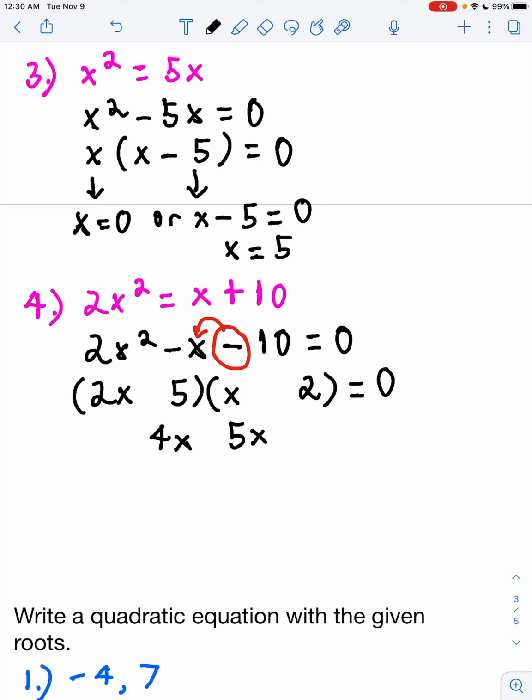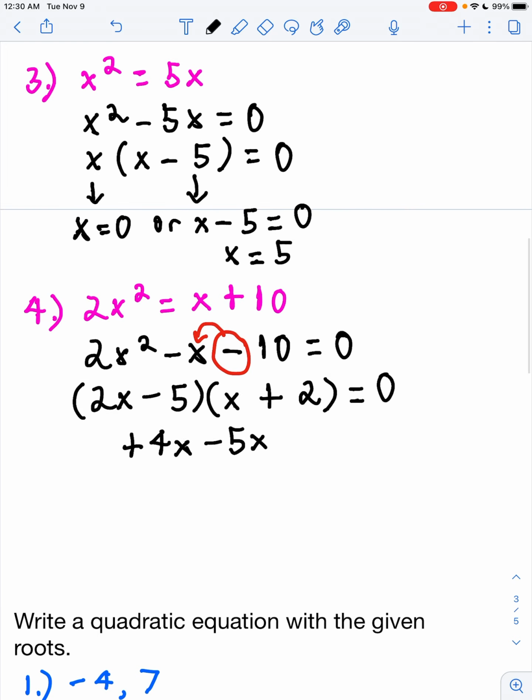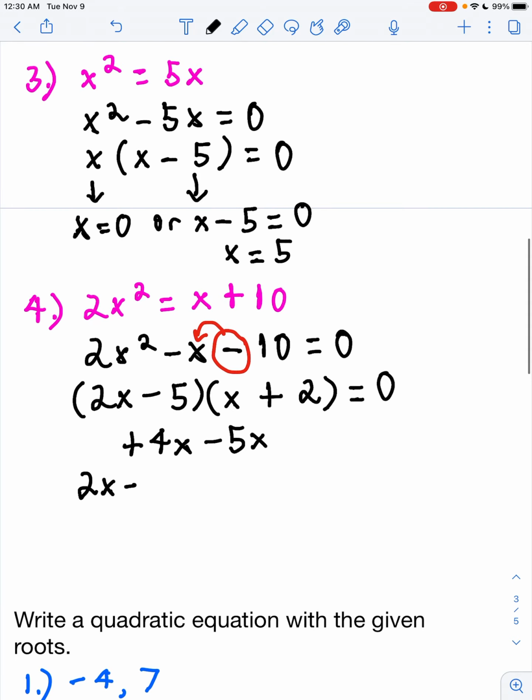I know I want the difference, which means one sign has to be positive and one is negative to have negative 10. I want the larger product, which is 5x, to be negative and the 4x to be positive so that they combine to give me negative 1x. That means I need a plus here and a minus here. At this point, I can then set each factor equal to 0 and solve.